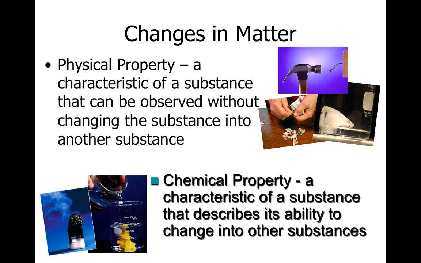A chemical property is a characteristic of a substance that describes its ability to change into other substances. So let's look at these further. This is where your notes will begin. Please make sure to fill them in as we go.